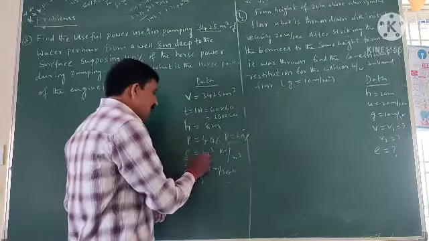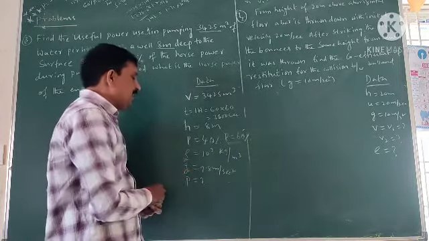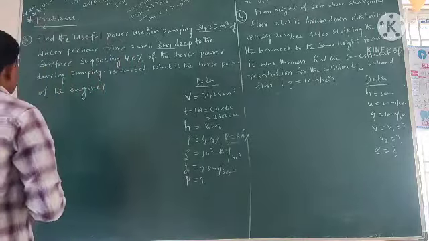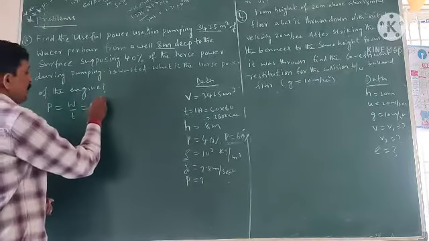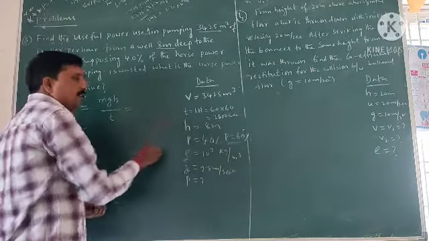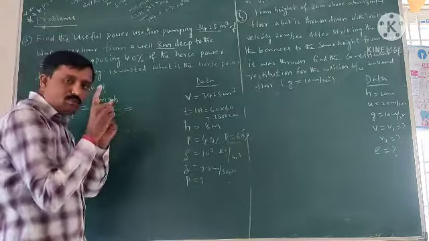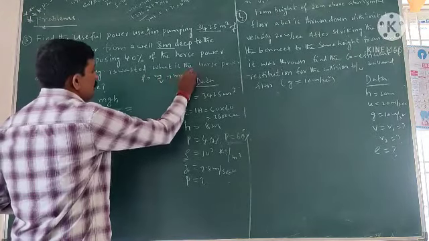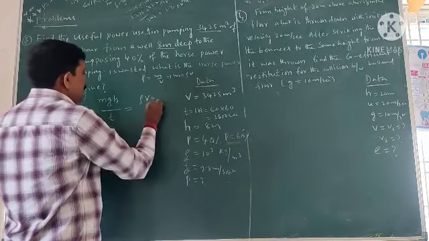So density of water is 1000, 10 power 3 kg per meter cube. G value 9.8 meter per second square. Find out the power P. We know that power is equal to W by T, so W is equal to mgh by T. Mass is not given, volume and density are given. We know that density rho is equal to mass by volume, so mass is equal to density into volume. So instead of mass, rho into V, into gh by T.